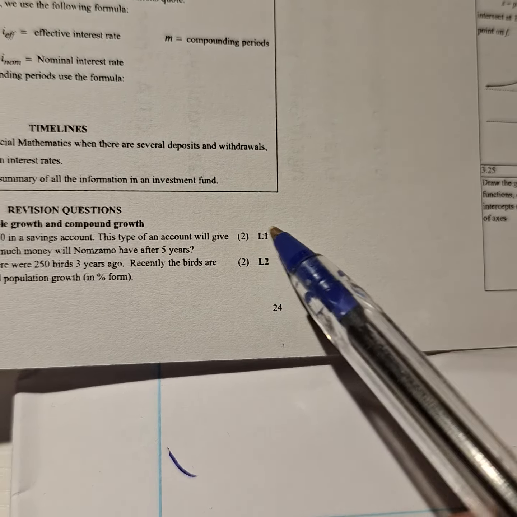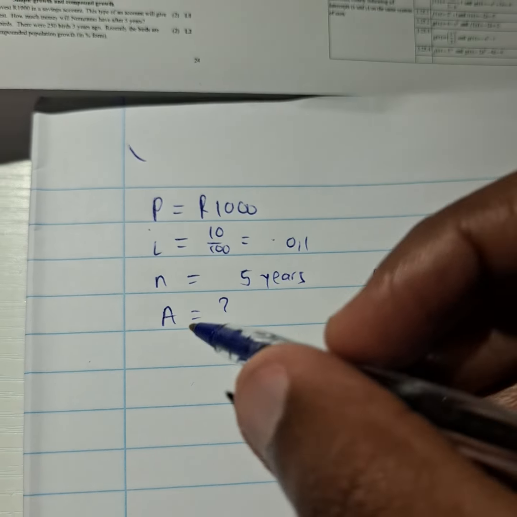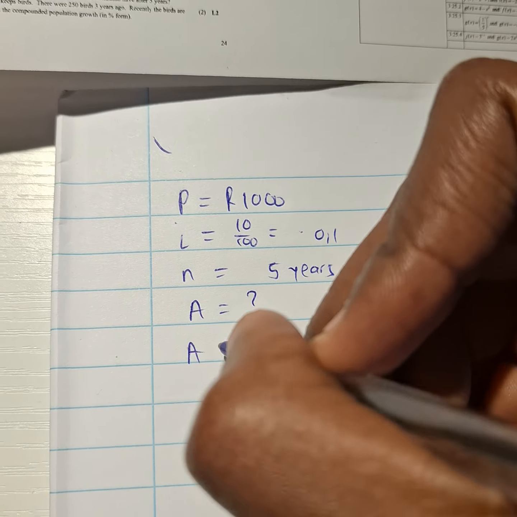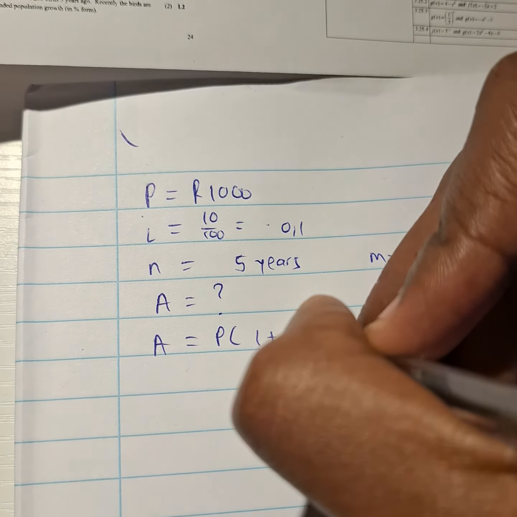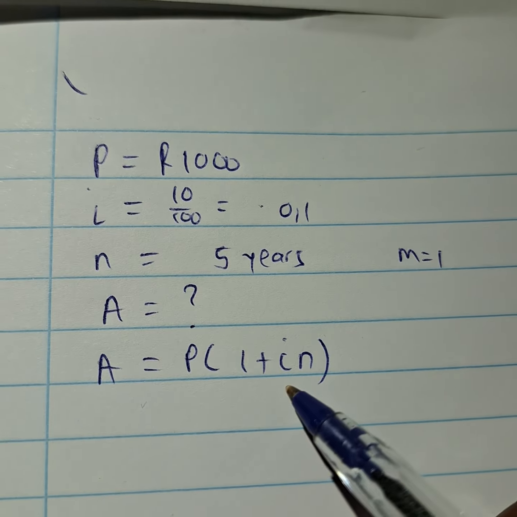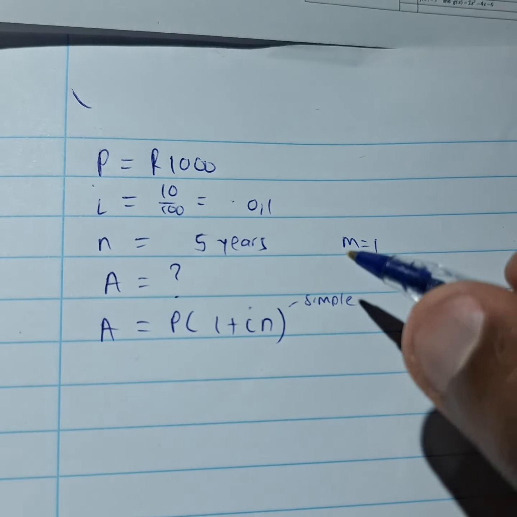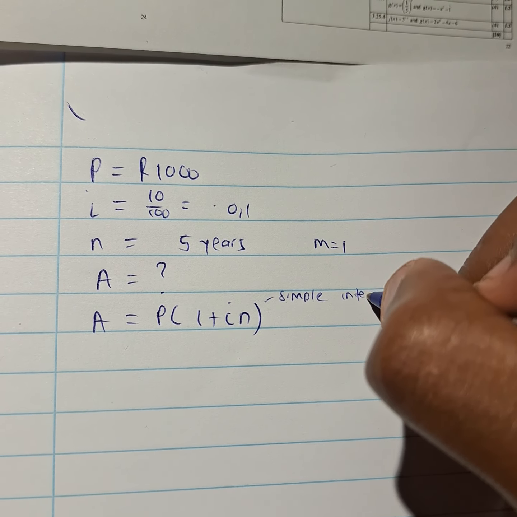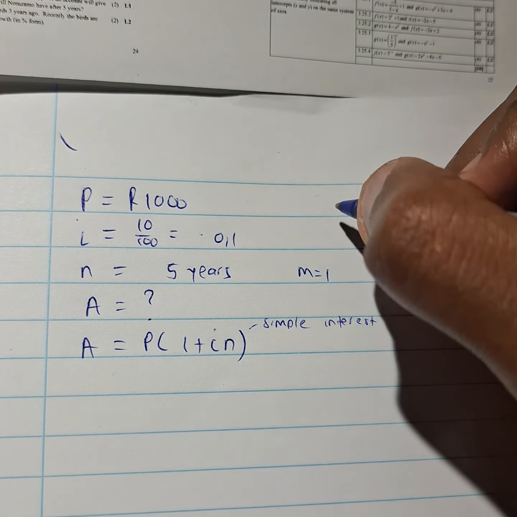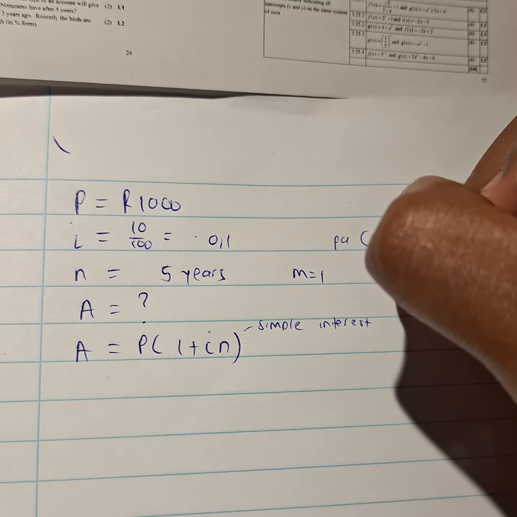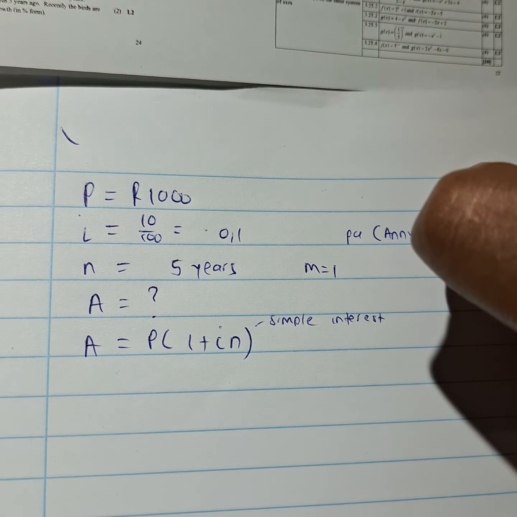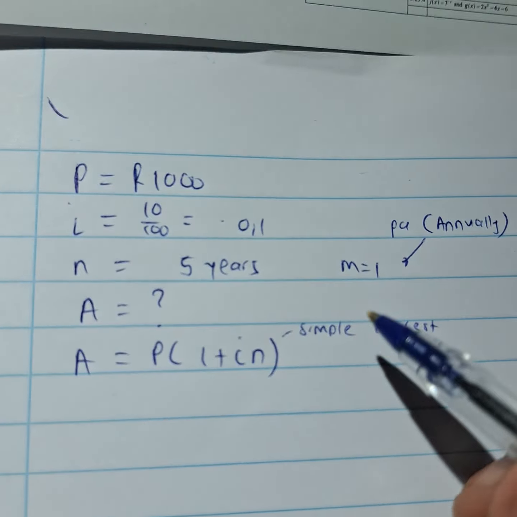This is a level 1 type question, so we are still just really on the basics. A is equal to P times (1 plus I times N), because we were told this is simple interest, 10% per annum simple interest. Guys, that 10% per annum means annually, which is why we know that M is equal to 1.